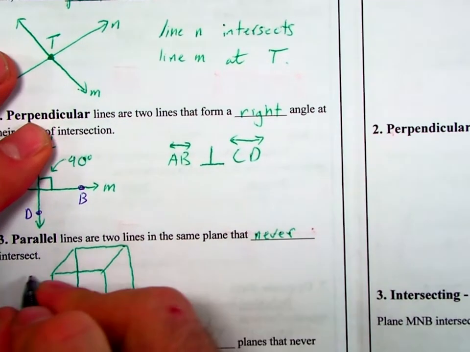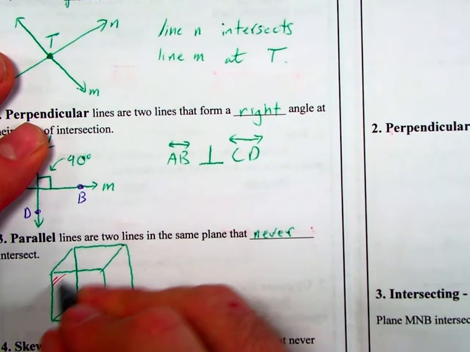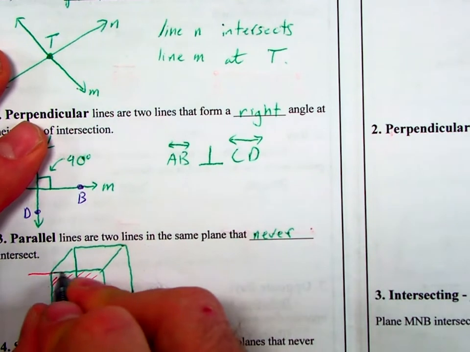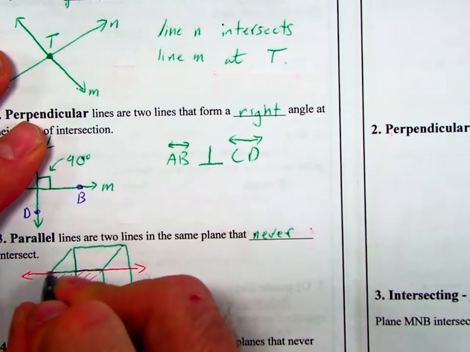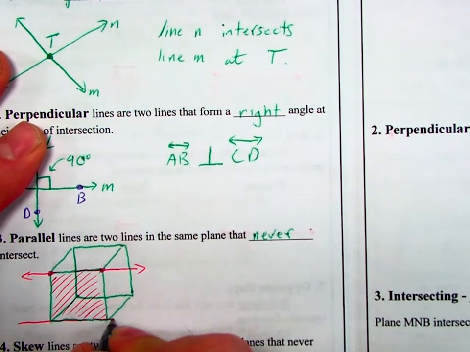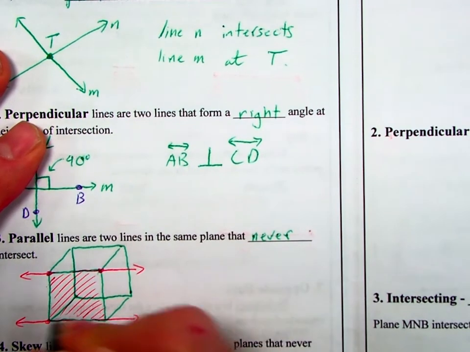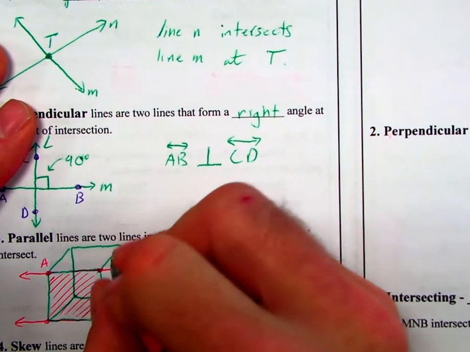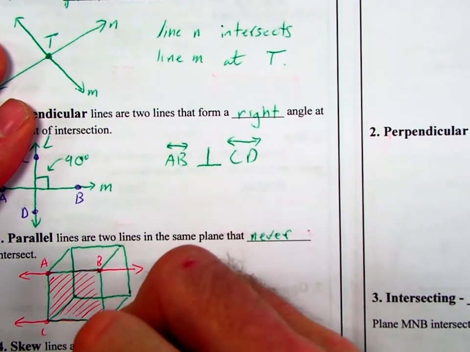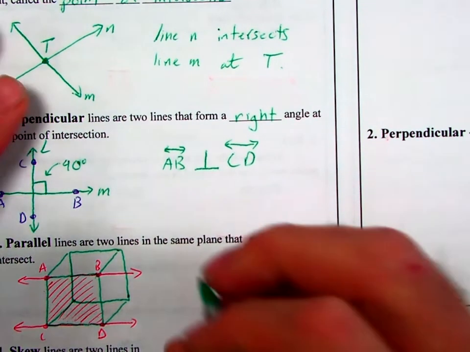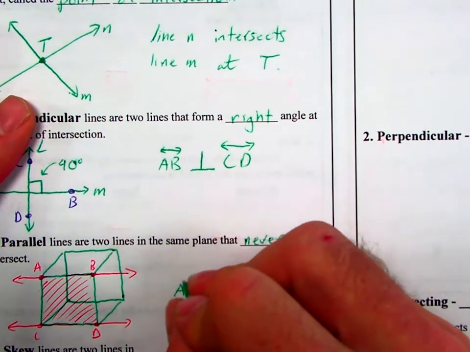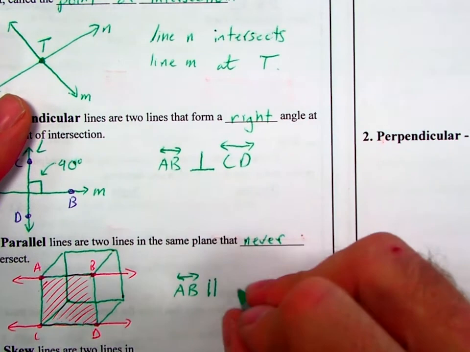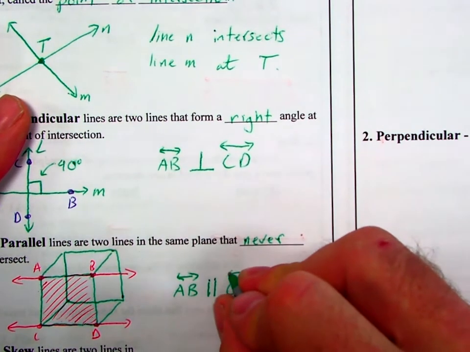Okay, well, this front face is a plane, and we've got a line going through these 2 points, and we've got a line going through those 2 points, and those two lines will never intersect, and they're in the same plane, so they're parallel. So again, let's label this point A, point B, point C, point D. Okay, and so we would say that line AB is parallel to line CD.